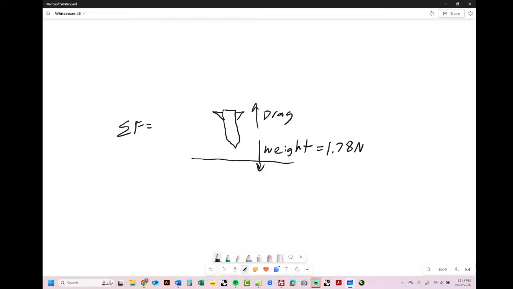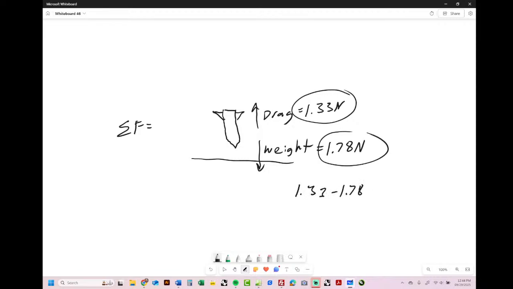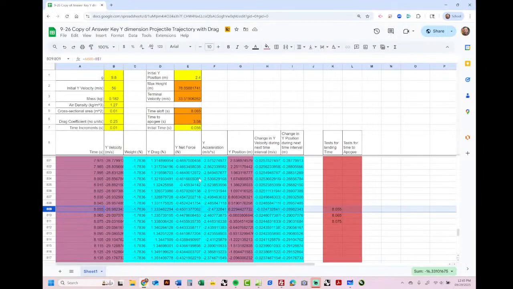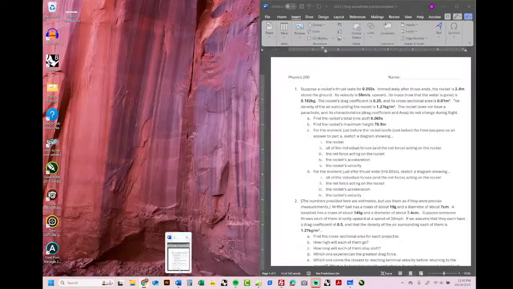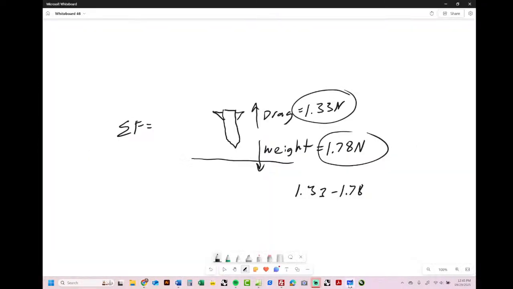1.78 newtons, 1.33 newtons. So I could find net force by subtracting this minus this, 1.33 minus 1.78. But I've also got that in the spreadsheet, so I might as well take advantage of the spreadsheet. The net force is negative 0.45, because that's what the spreadsheet is doing. It's subtracting those. So the net force is, I'm going to call it 0.45, and I'll just use a down arrow. So the net force is down.